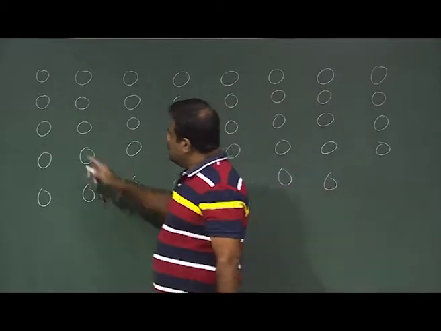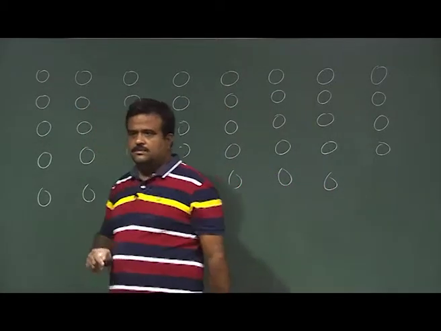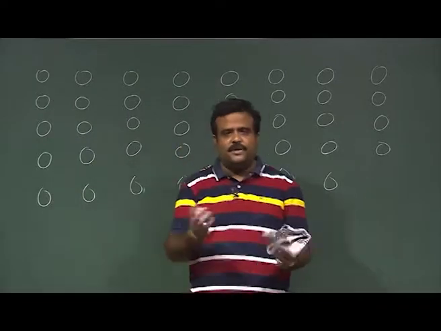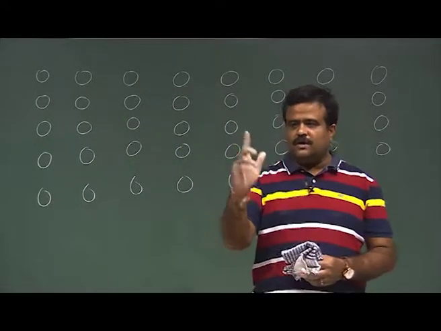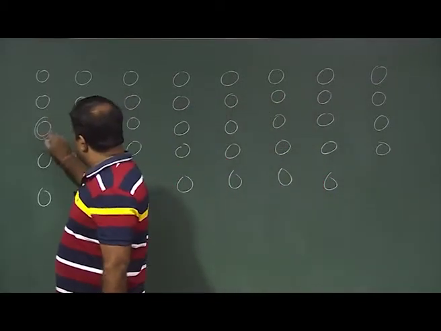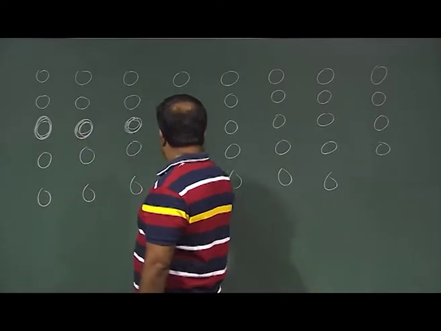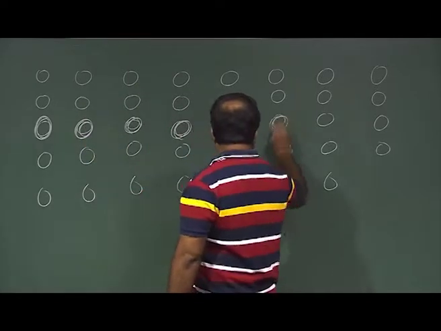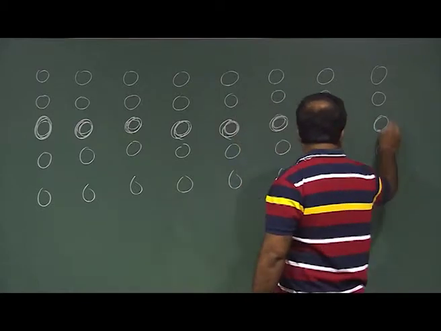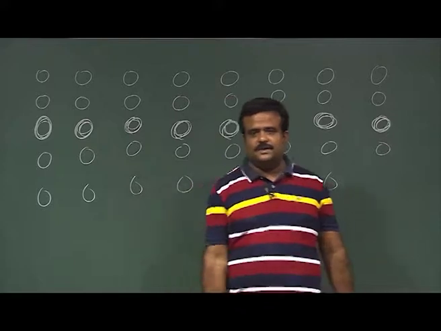Now we are finding the median of each group. This is only 5 elements, so we can just sort them and get the median. Suppose this is the median of this group, and this is the median, this is the median, this is the median. So we sort and get the middle point of each group. These are the medians of the individual groups.